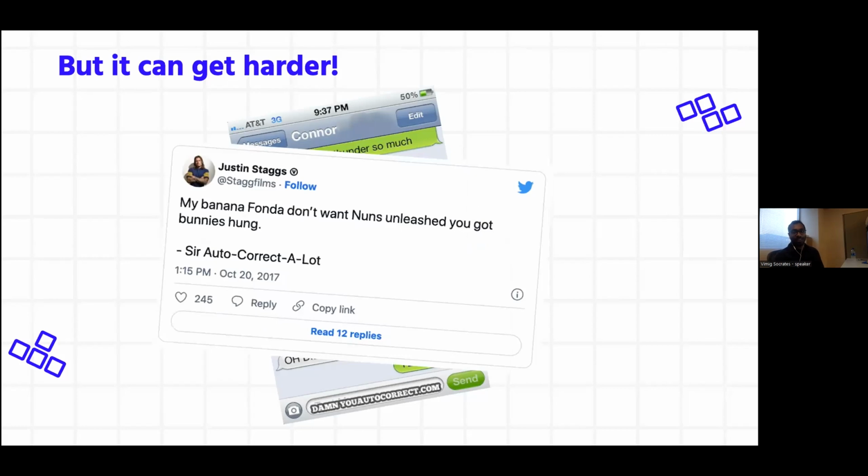I'm not going to read this one out loud, but if you know this song, this is also a potential mistake in autocompletion that might happen. And so how can we try and get computers to do this better? That's kind of the question we're talking about today.